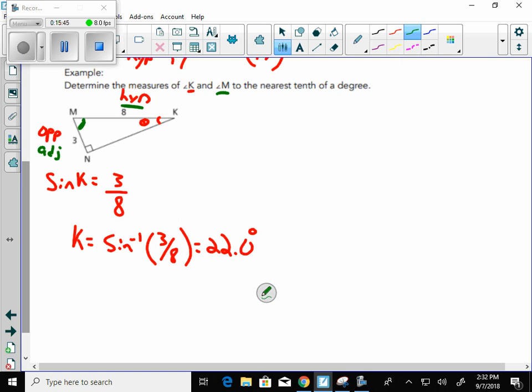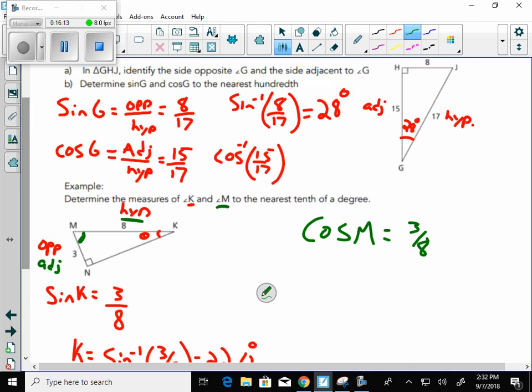All right. Good, good. So now we just go cosine of M. Adjacent over hypotenuse. 3 over 8. So now we're going to use the cosine inverse button, correct? Last one was 3 over 8, yeah, but now we're using cosine instead of sine. I got 68.